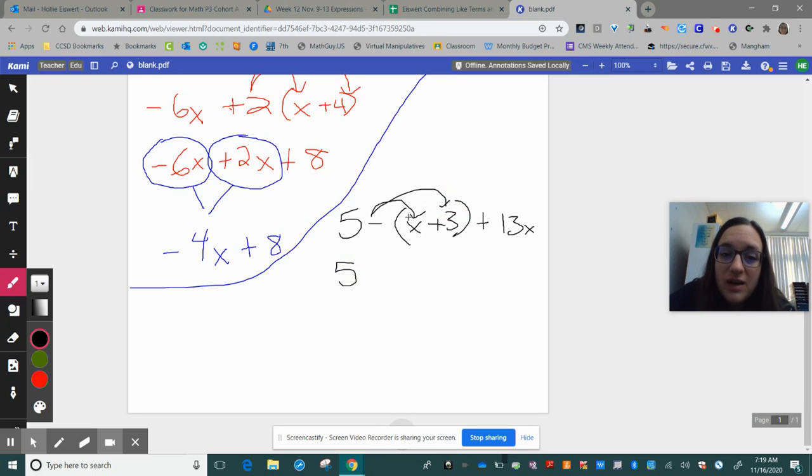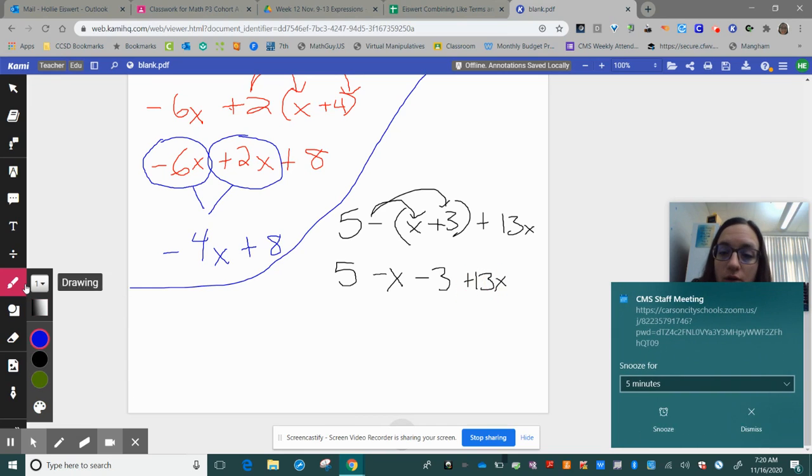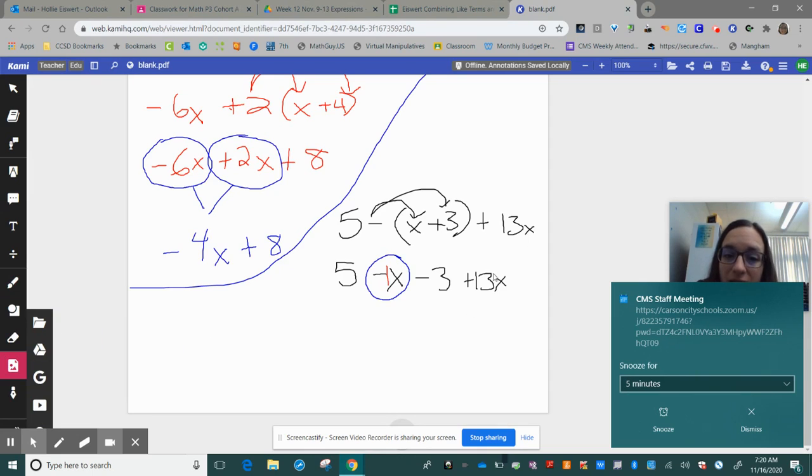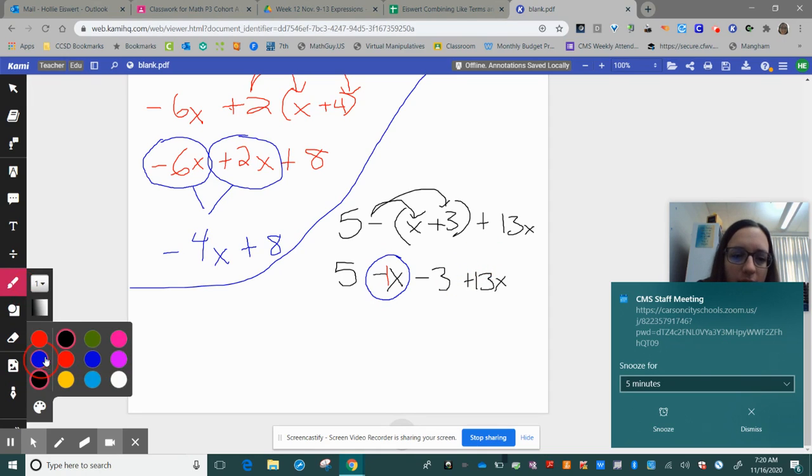So we have a negative x, or we're subtracting x, and we're subtracting 3. Remember when we distribute the negative in there, it just changes all the signs to the opposite. That way it's different signs, negative, different signs, negative. And we just have this plus 13x over here. And we circle our variable terms. So we have a negative 1x here. Remember, that's that secret x. There's a secret 1 there if there's just a negative. So we have a negative 1, and we have a positive 13x over here.